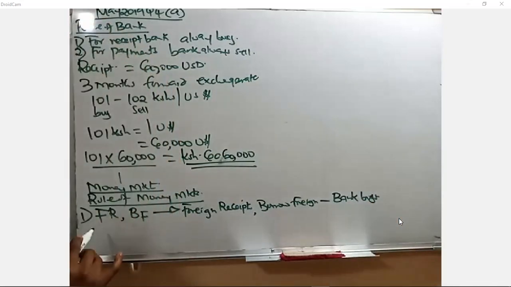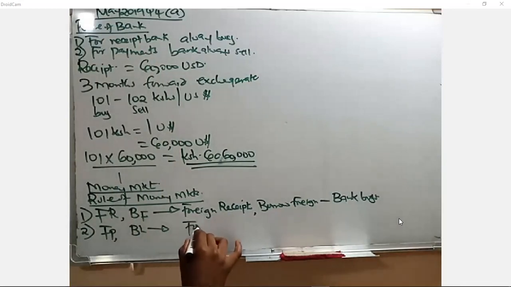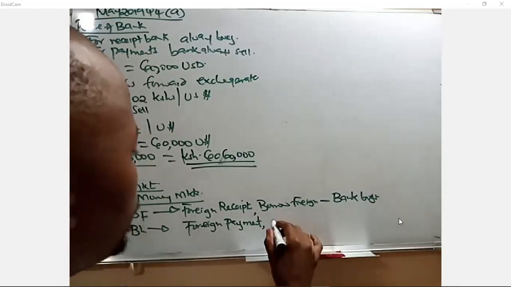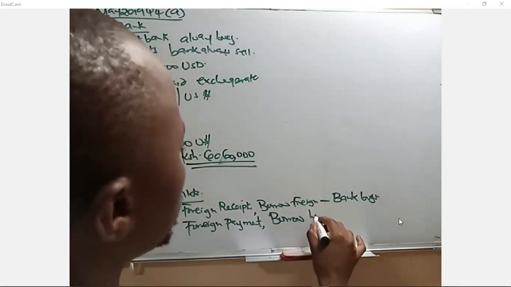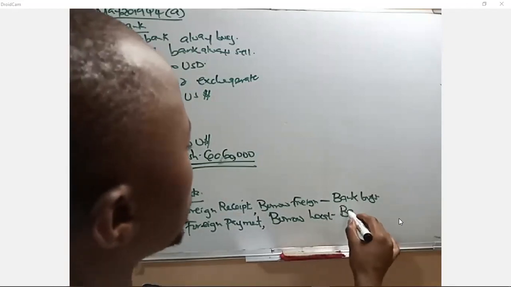Then number 2, we talk about FPBL, for foreign payments. For foreign payments, you are going to be borrowing local. So what is the role of the bank? The bank sells.